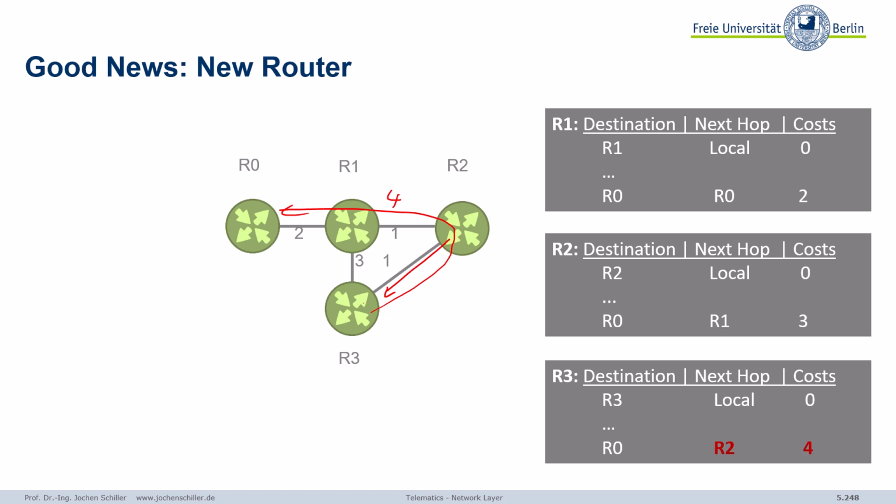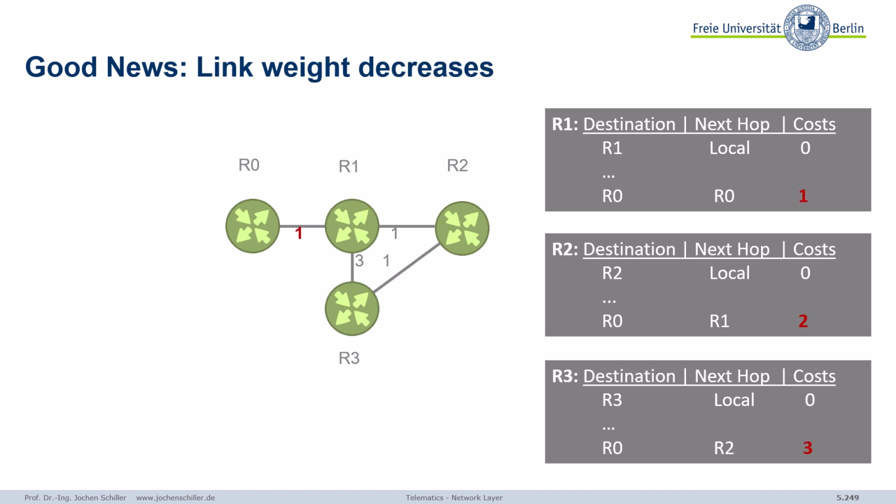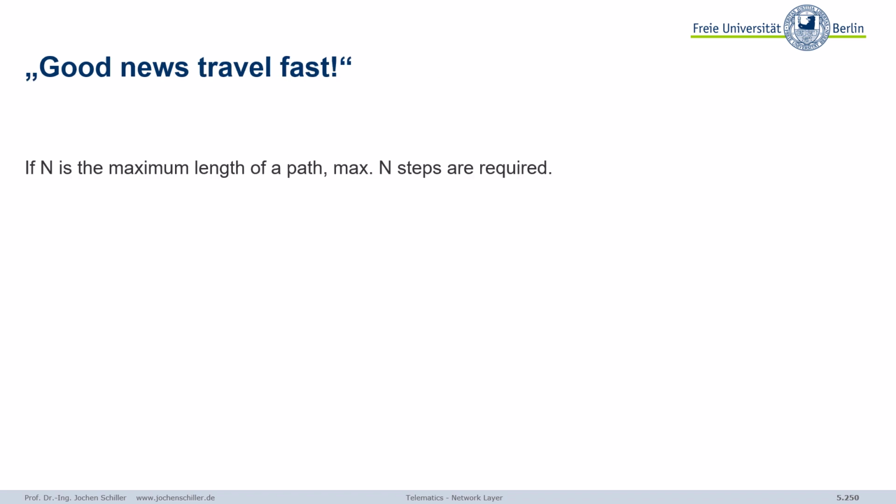Also good news is a decrease of a link weight, and this also takes some time, because first router 1 sees this and then notifies all the neighbors, and then router 2 notifies this again, and then we can optimize and learn. So that's the good news, and overall we can say good news travel fast, which is good.